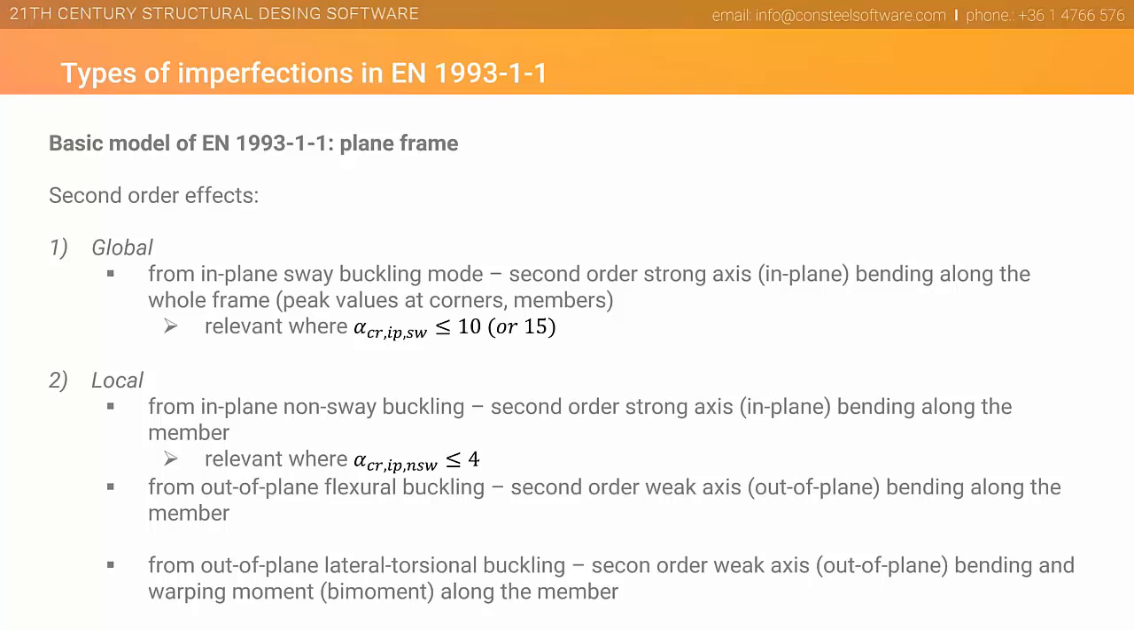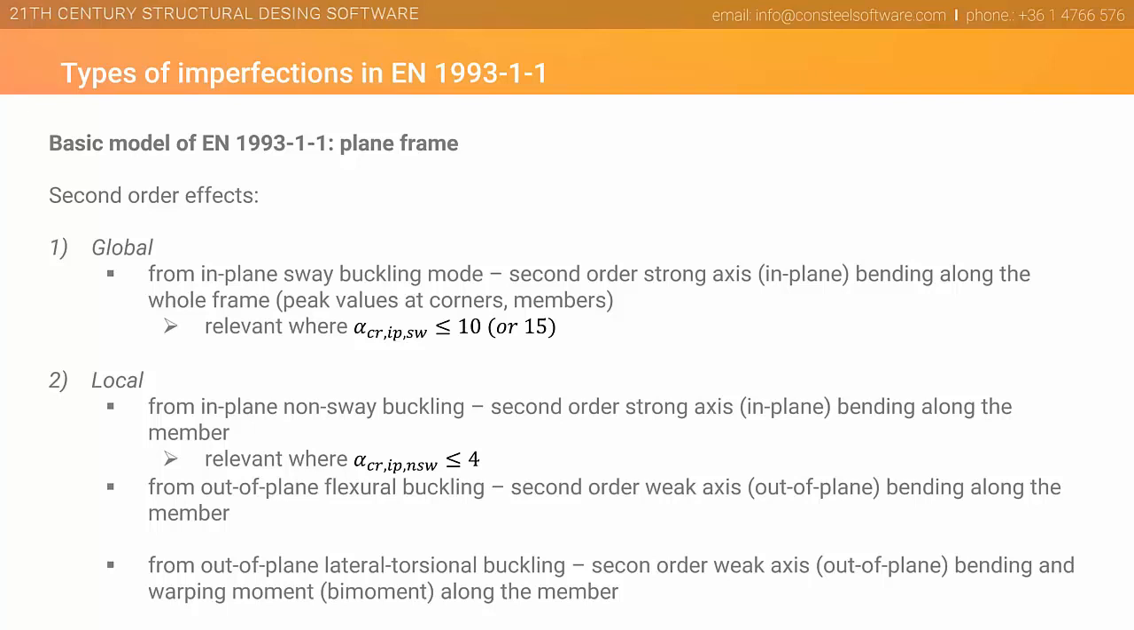And we have three types of local second order effect. We can have in-plane local second order effect from the in-plane non-sway buckling mode. These are also second order strong axis bending, but only along the members. It is relevant if the associated elastic critical load is lower than 4. So then we have to take this imperfection, or this second order effect, directly into account.